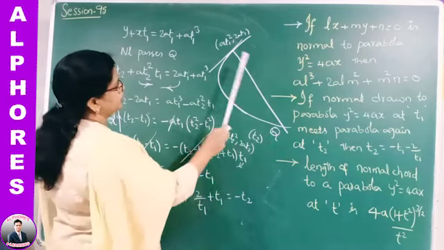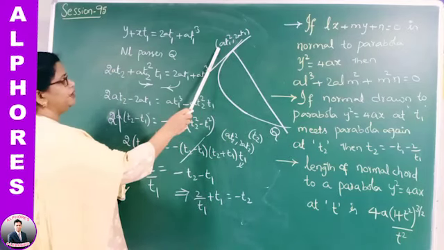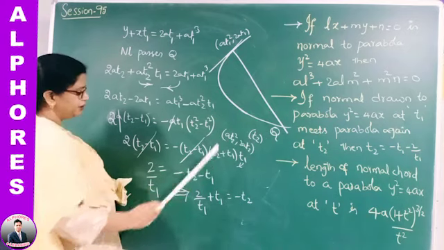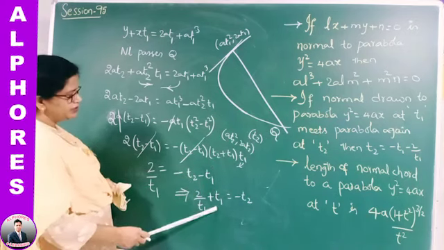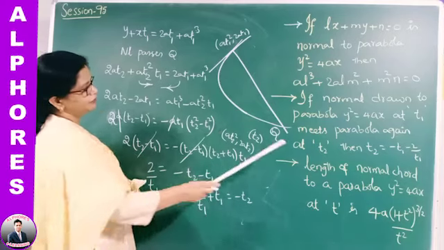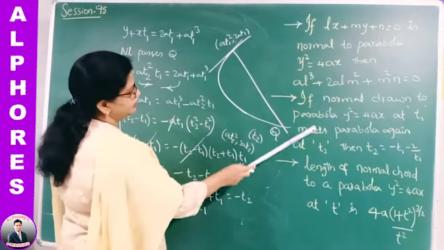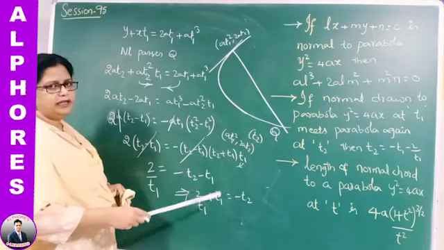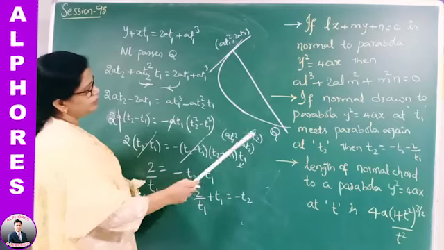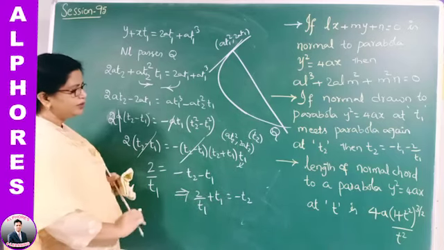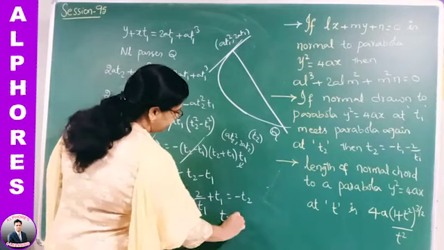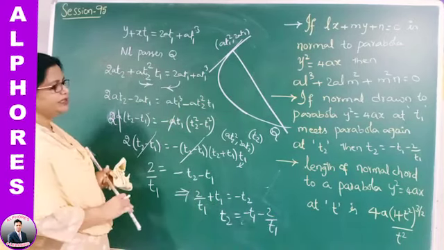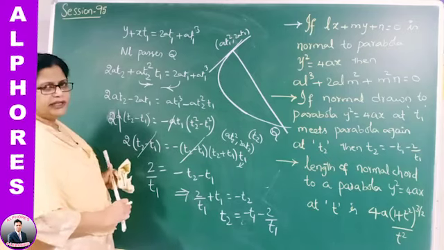Okay, therefore if the normal drawn at T1 meets the parabola again at Q, that is at T2, then the T2 formula is minus T1 minus 2 by T1. So one of the important cases, if it is a focal chord, then easily we said T2 is minus 1 divided by T1. Whereas if it is a normal, then you have to understand the coordinates you can obtain by writing T2 as minus T1 minus 2 divided by T1. Understand?